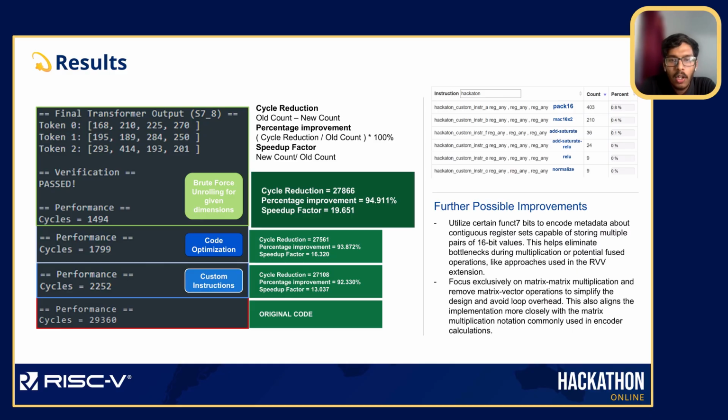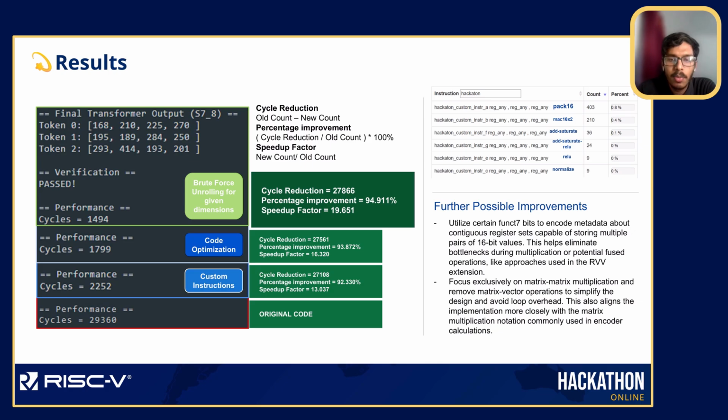So looking at the profiler output for the instructions used, we can see pack16, max16x2 used for multiplications. Add saturate has been used for calculating the residuals. Add saturate ReLU has been used for calculating the hidden layer in the feed-forward network. ReLU and normalize have been used for the single head attention block function.